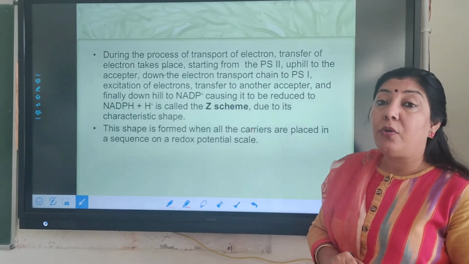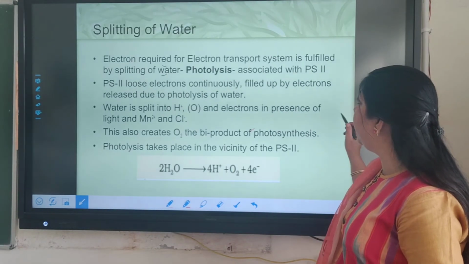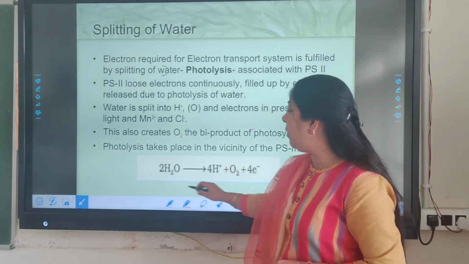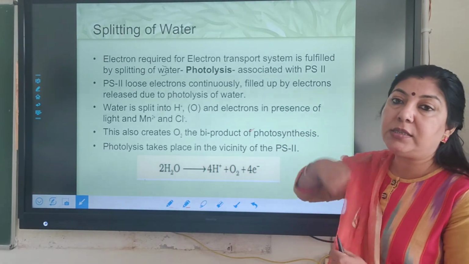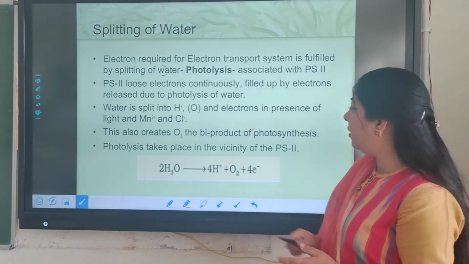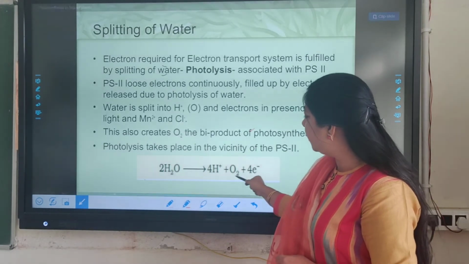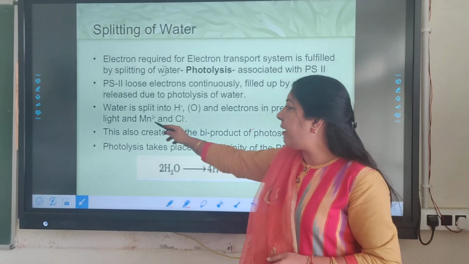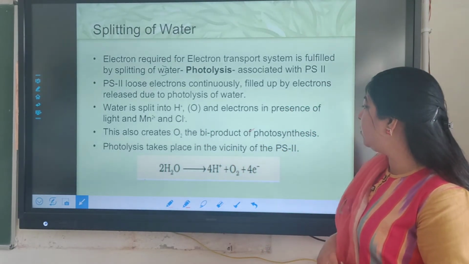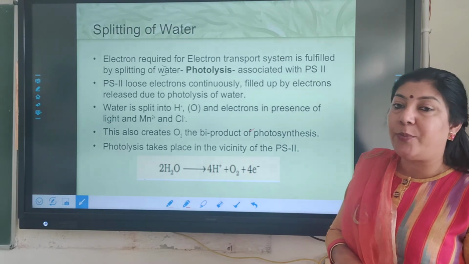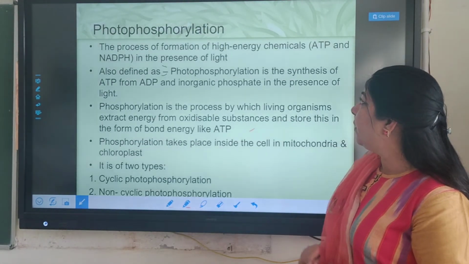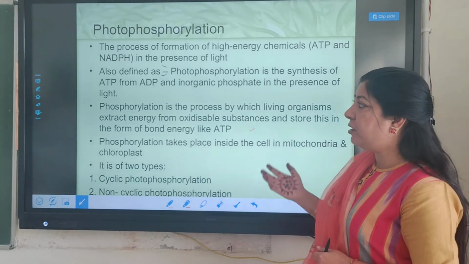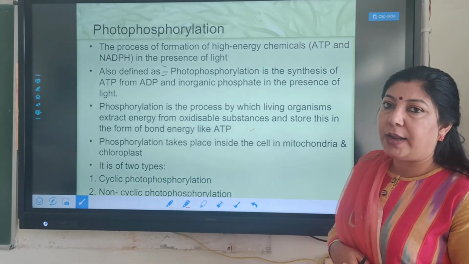This is called as non-cyclic photophosphorylation. Only in non-cyclic photophosphorylation, this very important process of photolysis of water takes place. And this photolysis of water only is responsible for the production of oxygen. And in this process, magnesium ions and chloride ions are also required. So oxygen is a byproduct of photosynthesis. So this whole process is called as photophosphorylation, and this was non-cyclic photophosphorylation.